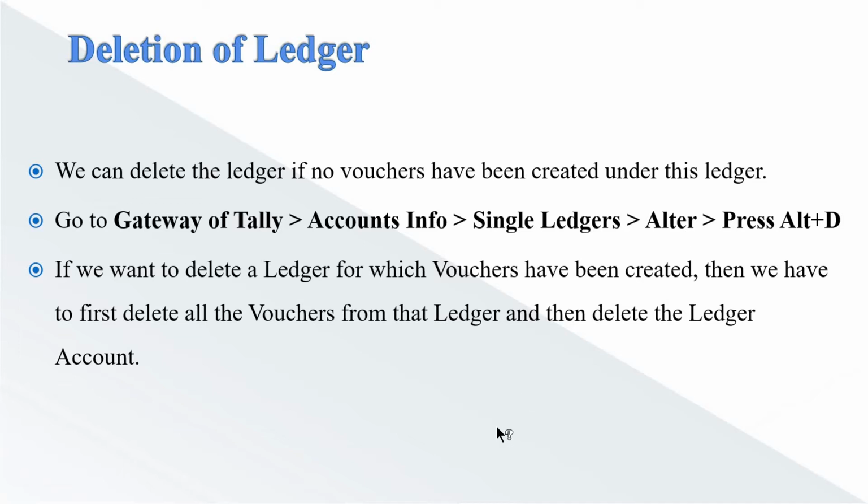Think that if the ledger is already used in any voucher, in that case we cannot delete. First we have to delete the lower level. In that case we have to delete the voucher, then we go for deleting the ledger. Next we have the path here. Again it begins from Gateway of Tally, Masters, Accounts Info, Single Ledgers and Alter option, and here we have to make use of a shortcut key, that is Alt plus D. D indicates delete.